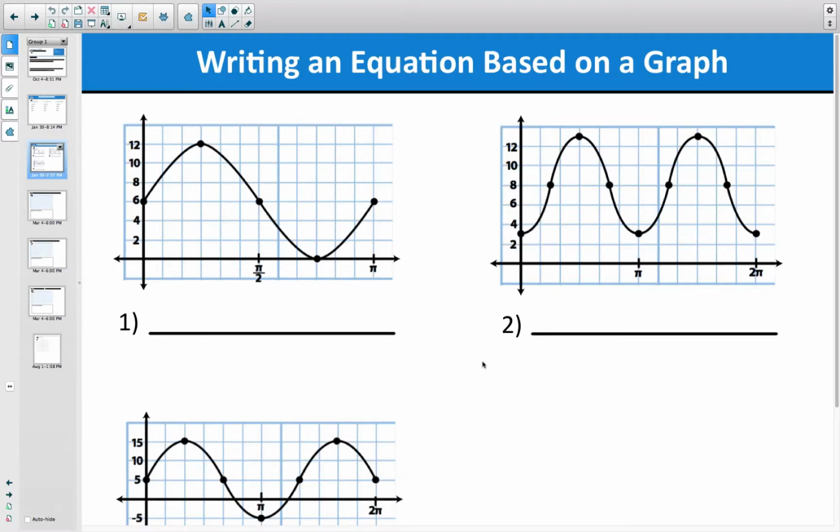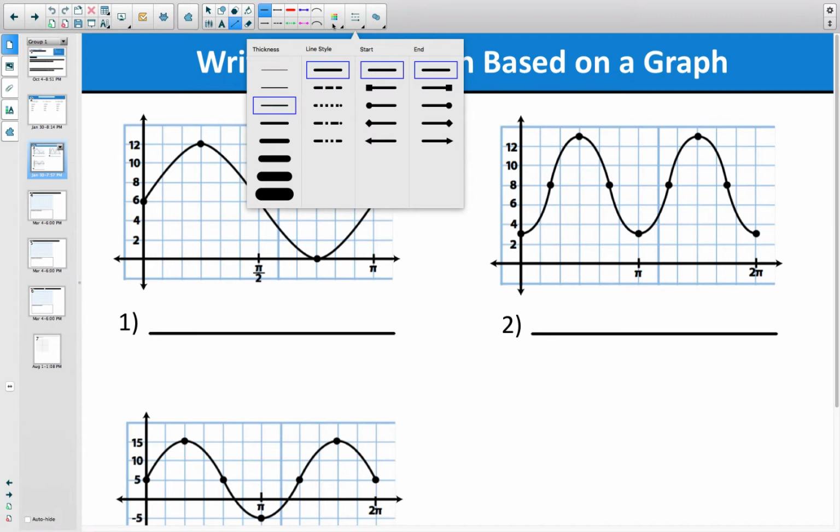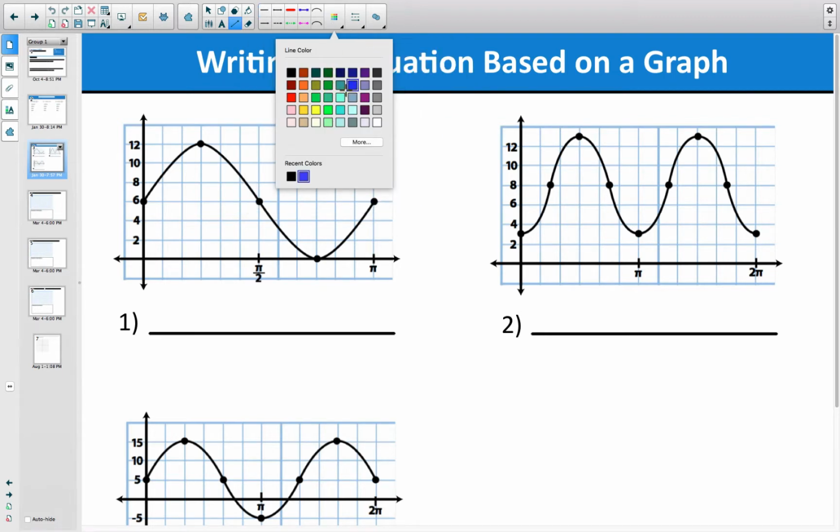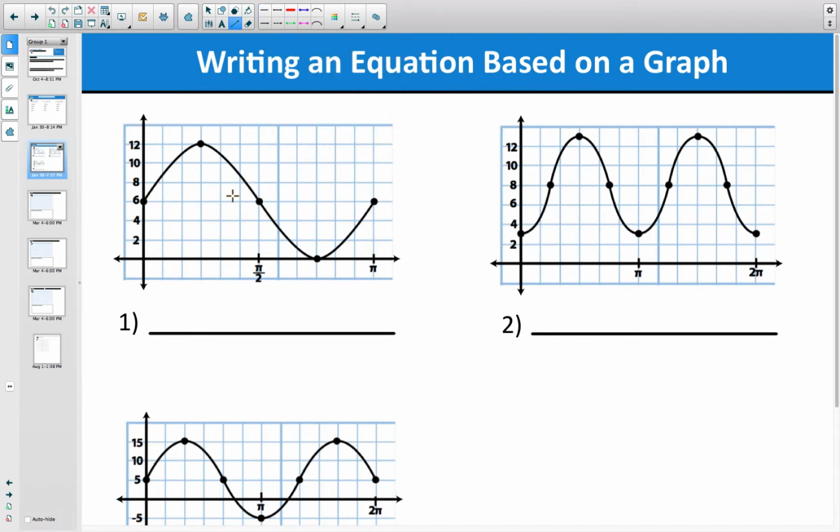Today we're going to look at writing and graphing trig equations that have shifts. So if we look at this first graph, if we want to write an equation based on it, the first thing we want to do is identify the midline. We could take a look at this and see that the midline is right around 6. So I'm just going to draw a line here. So our midline is 6.